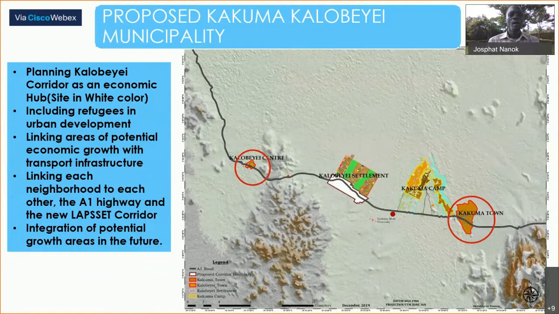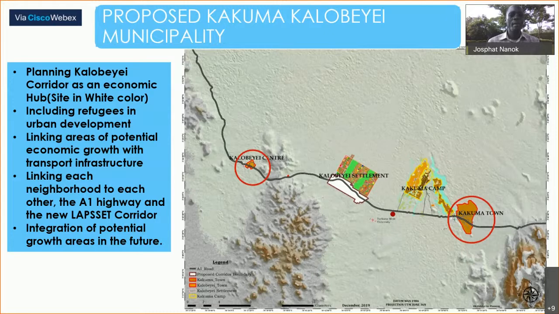As Yuka has just mentioned earlier, the entire urban planning is going to revolve around three communities as indicated in the map. But what we are going to consolidate, in legislation that is awaiting approval of our local legislative assembly, is the Kakuma Kalobeye municipality, which is going to be much larger than the three communities, also encompassing the pastoralist community living around Kakuma and Kalobeye urban settlements.